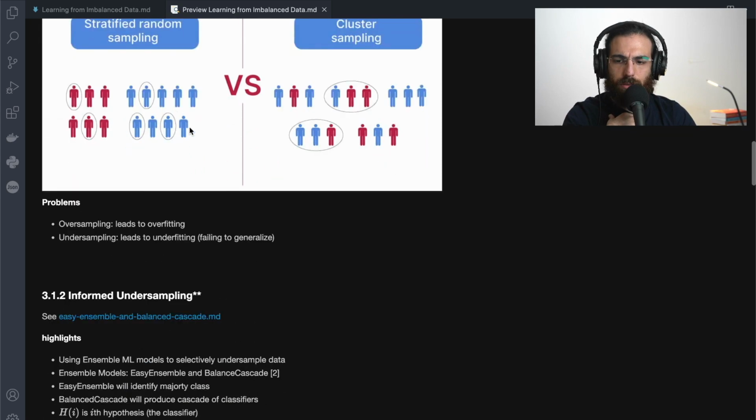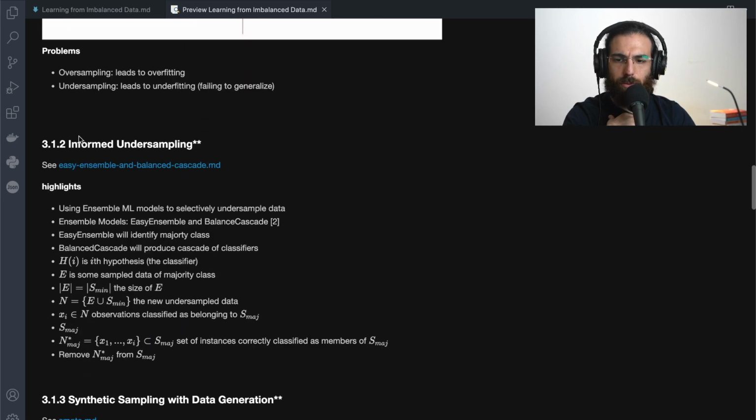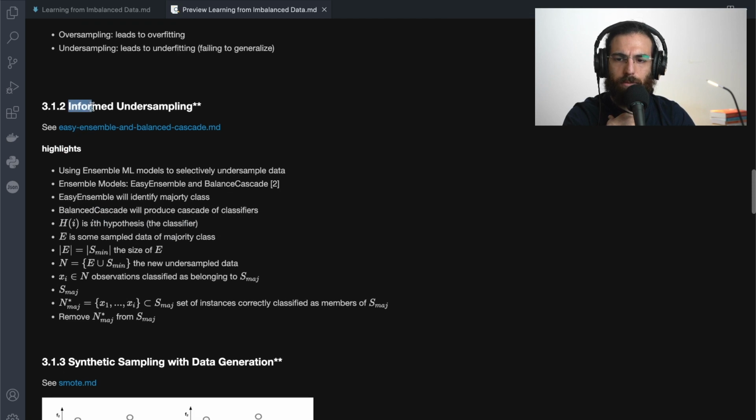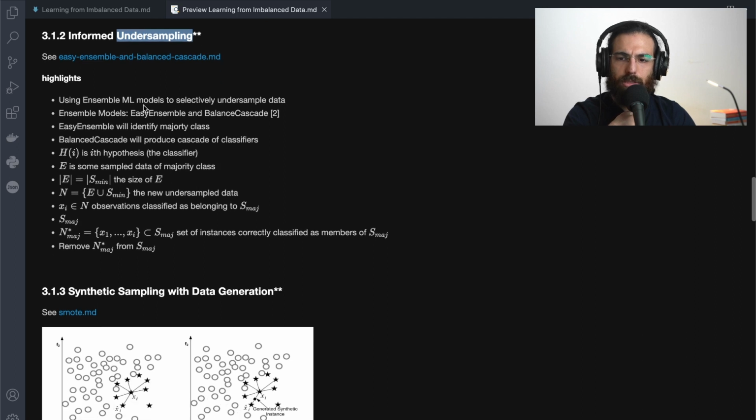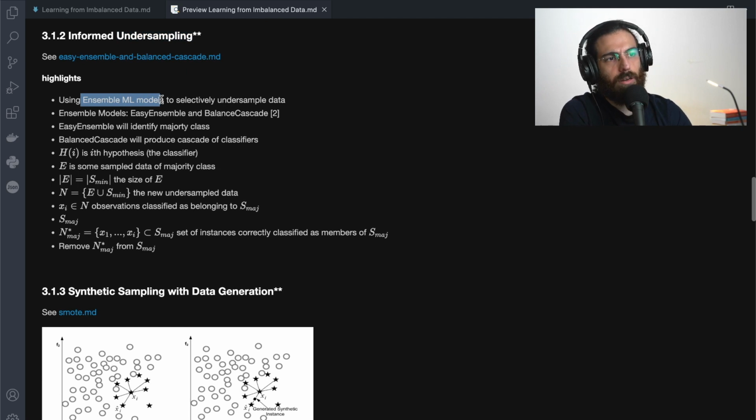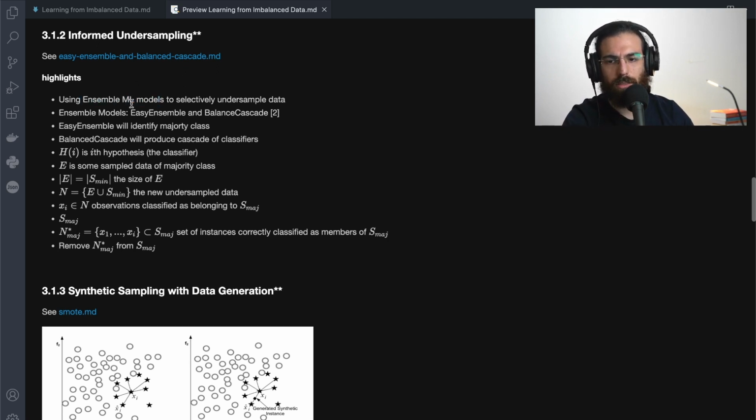I will move now down to section 3.1.2 of the paper, which talks about informed undersampling. In informed undersampling, we will use an ensemble machine learning model or ensemble machine learning models. Ensemble, by the way, means that we use a combination of machine learning models, like a random forest. A random forest uses different decision trees, of different heights and different depths to learn features, to learn the parameters of the features of the data set. Okay, that's what an ensemble machine learning model is.